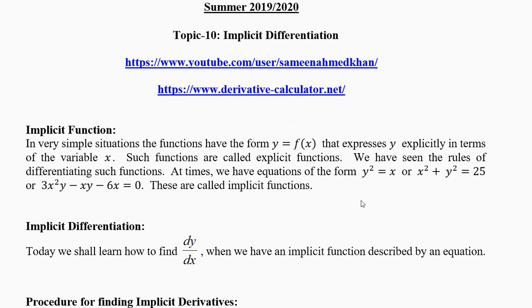Now, you can also have a function of the type y square equal to x, or an equation like x square plus y square equal to 25, or 3x square minus xy minus 6x equal to 0. These three are examples of implicit functions because you don't have y on the left. Here you have y square, and also x square and something else on the right.